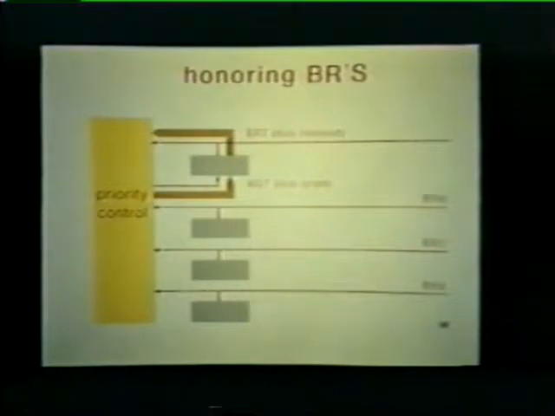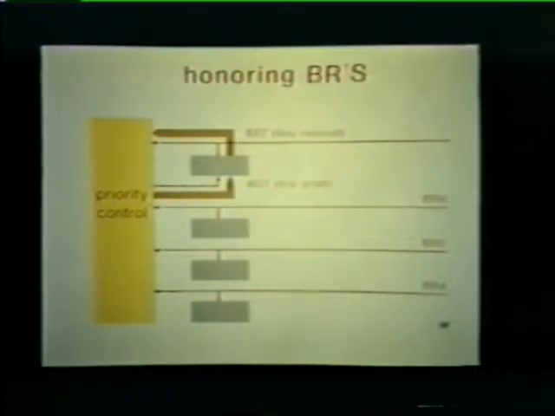Assume a device on level BR7 wants to use the bus. It issues the request by means of the BR7 line. If the priority of the bus request is greater than the priority currently assigned to the CPU, the priority control responds by issuing a bus grant signal on the BG7 line. Each priority level has a BR, or bus request line, and a BG, or bus grant line.